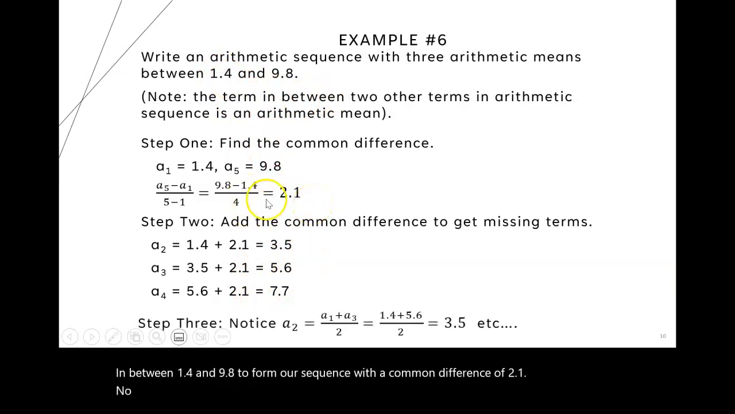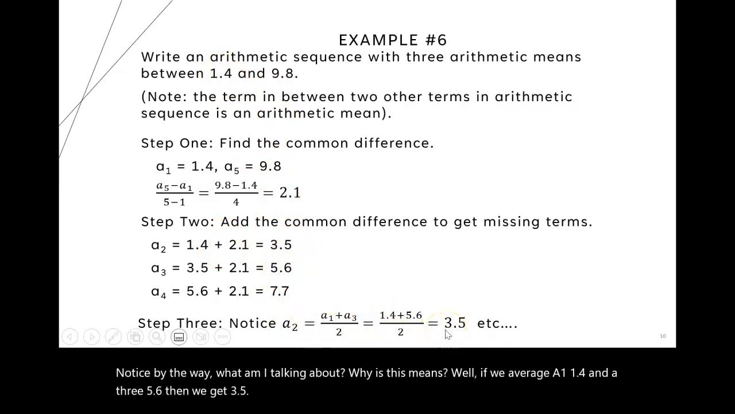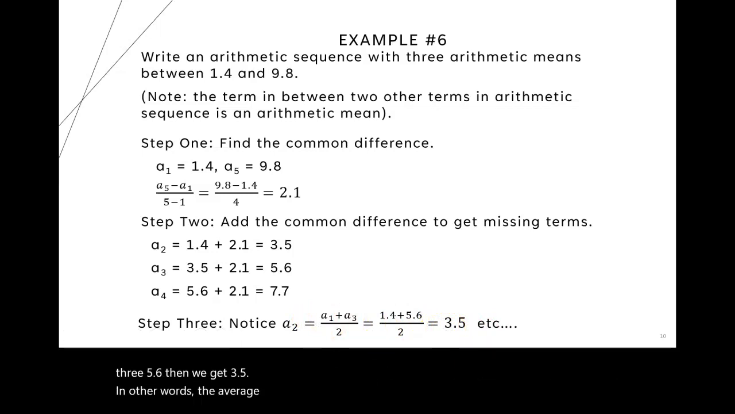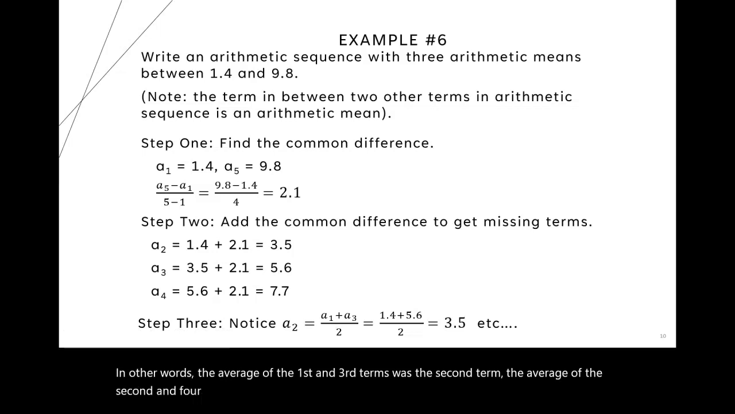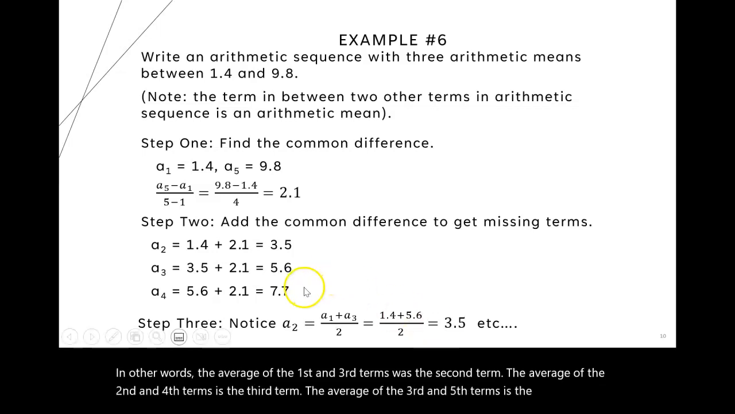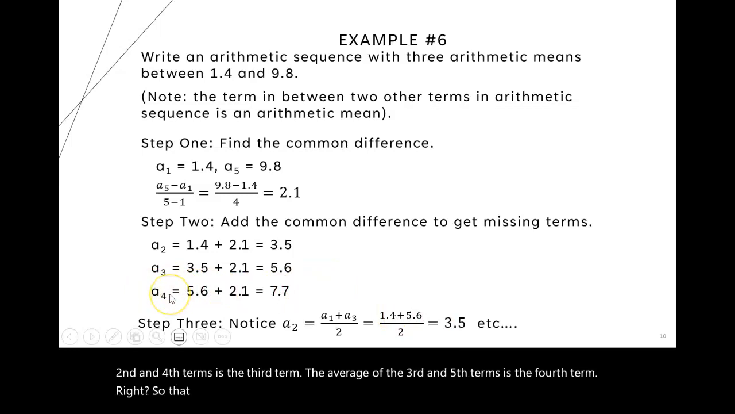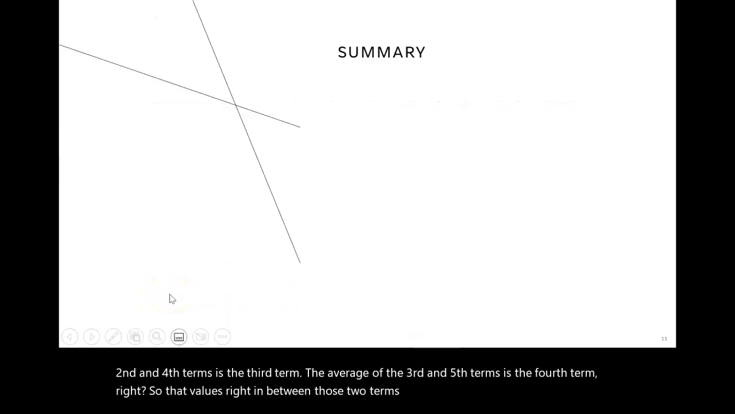Notice, by the way, why is this called a mean? Well, if we averaged a sub 1, 1.4, and a sub 3, 5.6, then we get 3.5. So in other words, the average of the first and third terms was the second term. The average of the second and fourth terms is the third term. The average of the third and fifth terms is the fourth term. So that value is right in between those two terms as our mean.